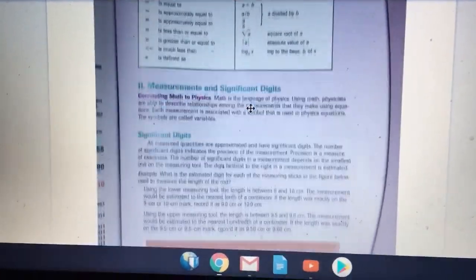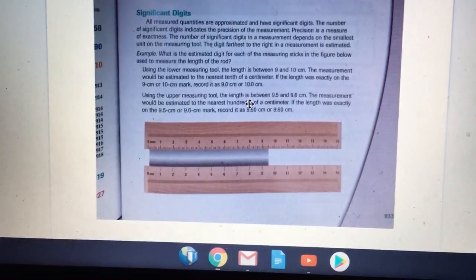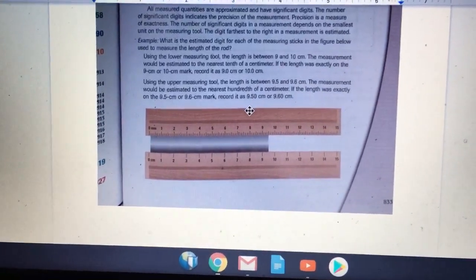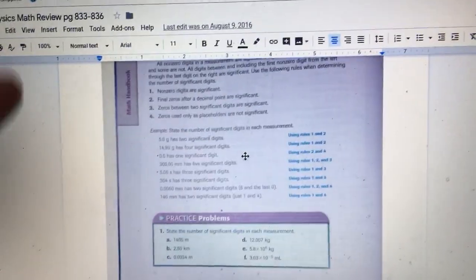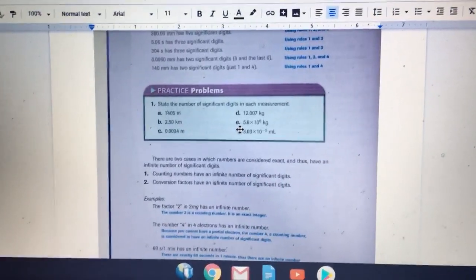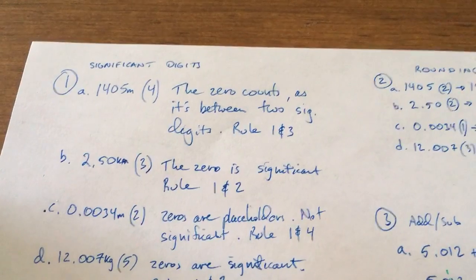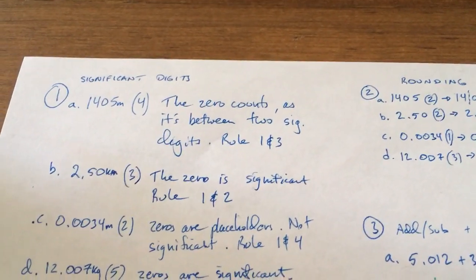All right, this section talks about significant digits and why they're important, about measuring with different types of rulers. And here are the rules that I reference in the solutions. Here's the first problem. And so for each of these, the rules are listed like this one's Rule 1 and Rule 3.